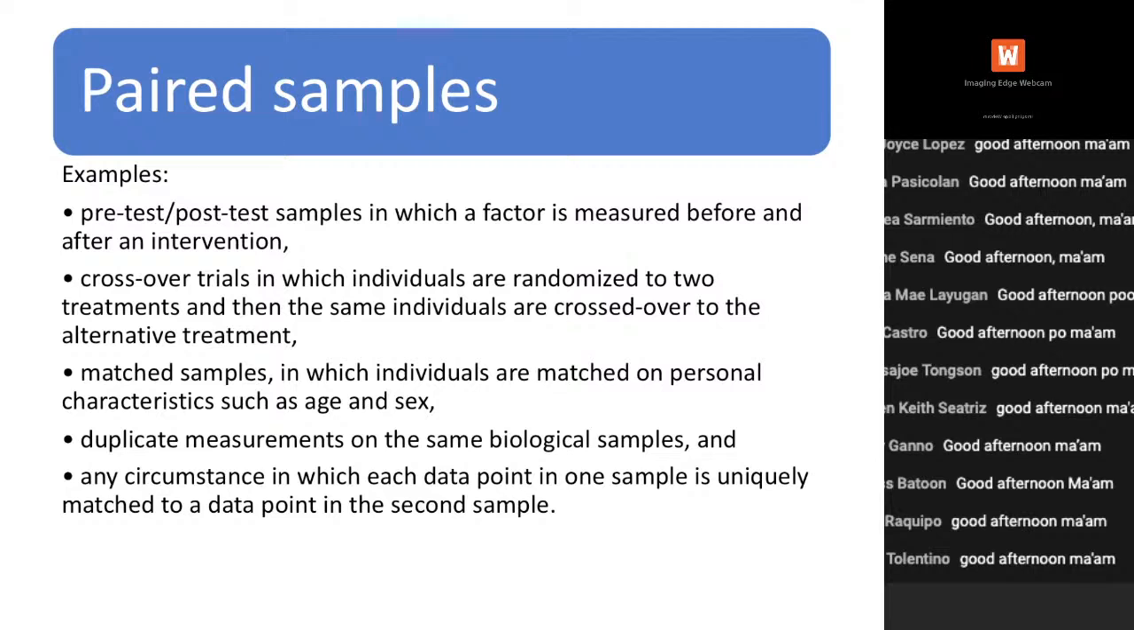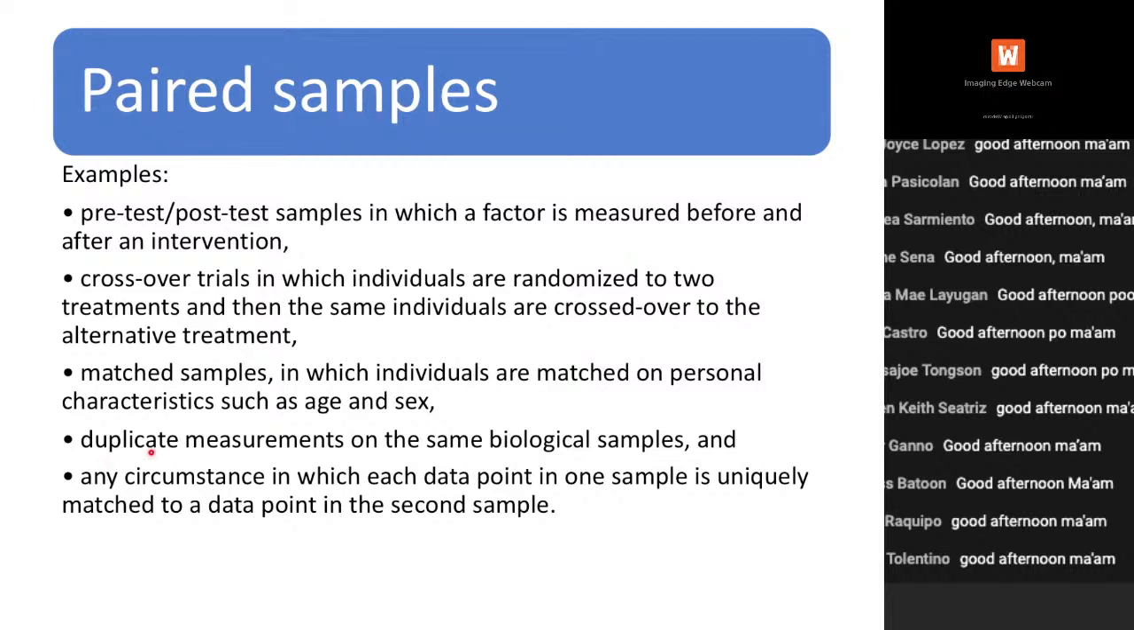Next, for paired samples: pre-test and post-test samples in which a factor is measured before and after an intervention. Crossover trials in which individuals are randomized to two treatments, and then the same individuals are crossed over to the alternative treatment. Matched samples in which individuals are matched on personal characteristics such as age and sex. So for a particular person, we could get two measures from a person, for instance, his age and his sex. So paired siya because it came from a single person. Yung age niya at yung sex niya, paired or matched sample.